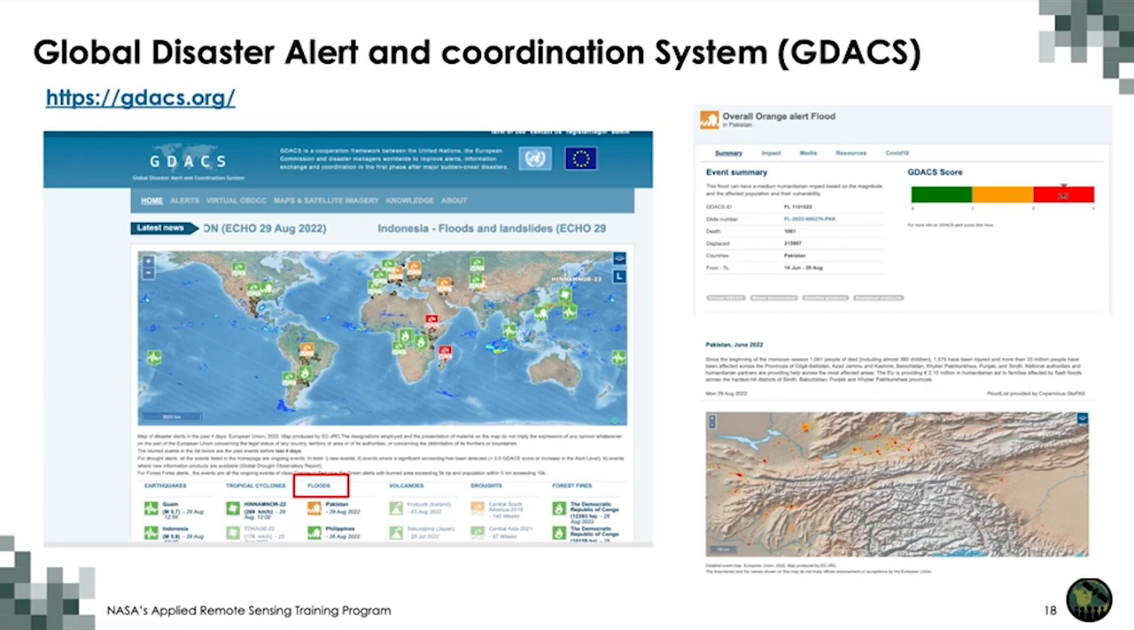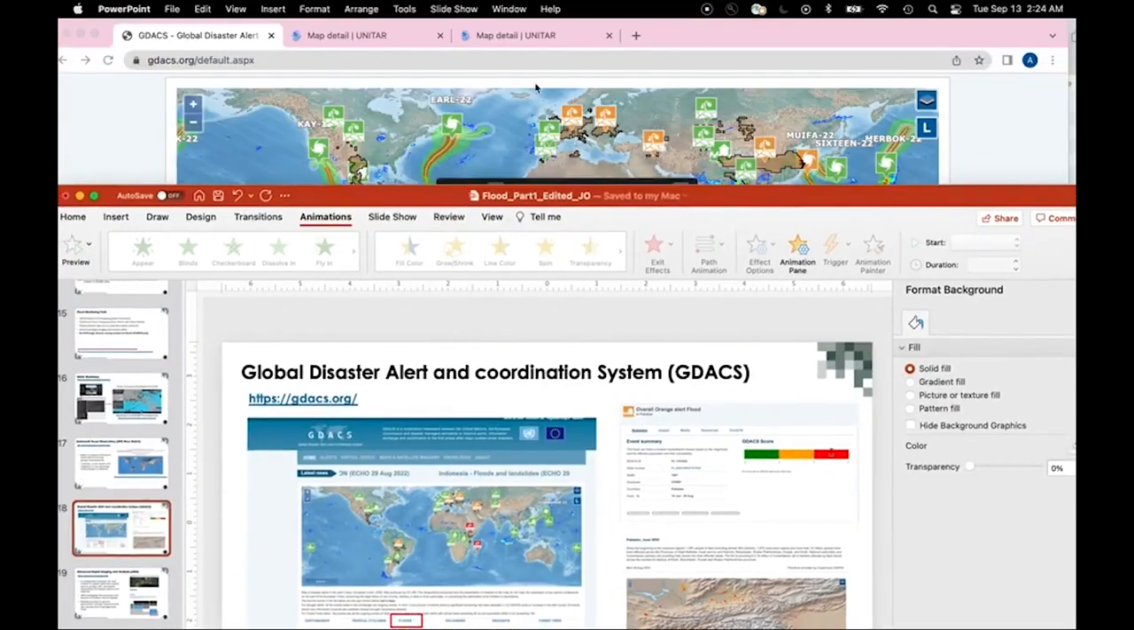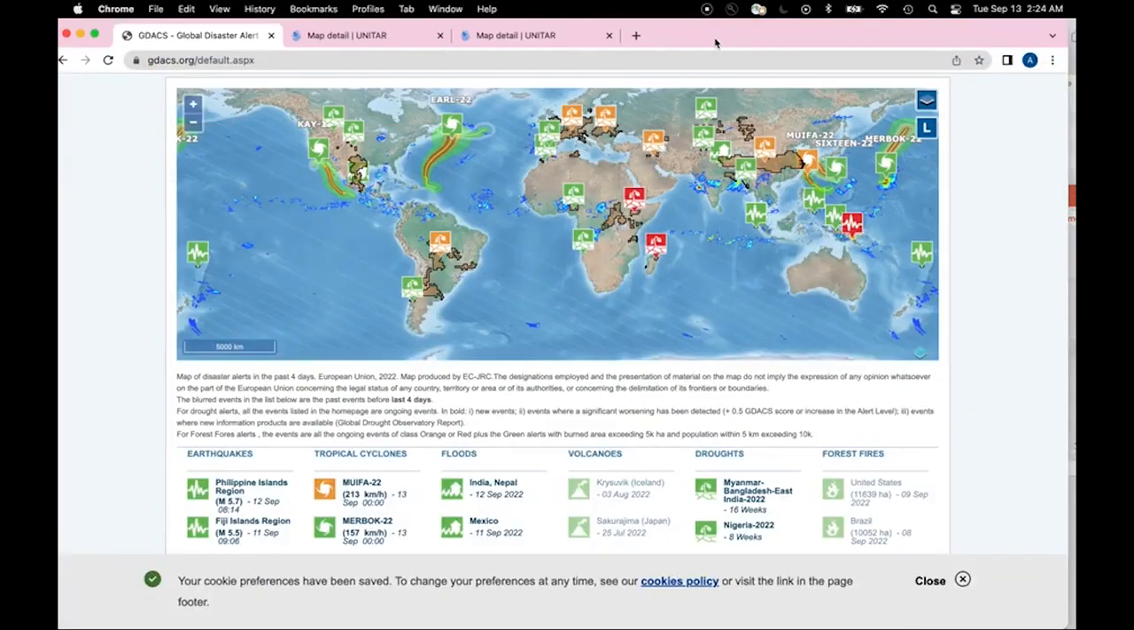Whatever data are available for a particular disaster, they're collected and made available for an integrated overview of the disaster. So this is a useful site, especially to look at particular events here. And so let us look at the GDACS site, and look at flood cases or flood events.